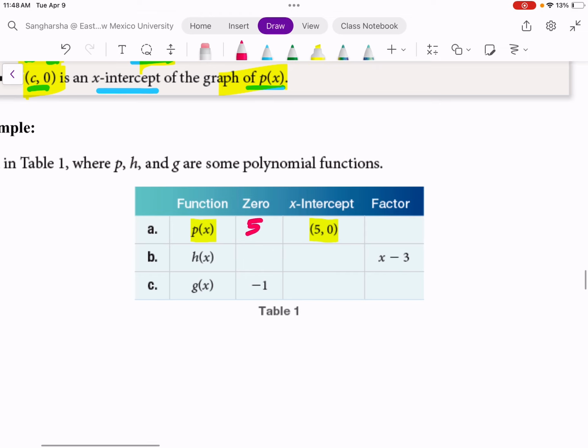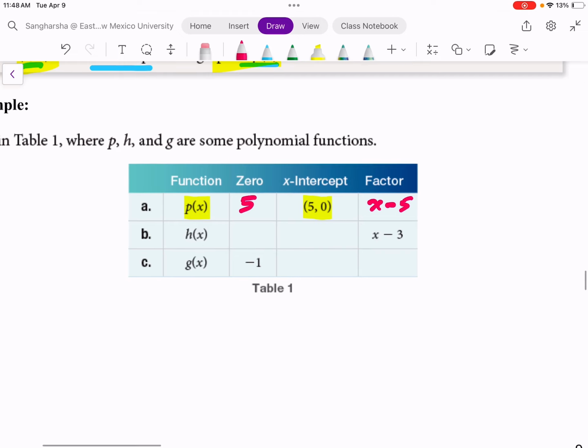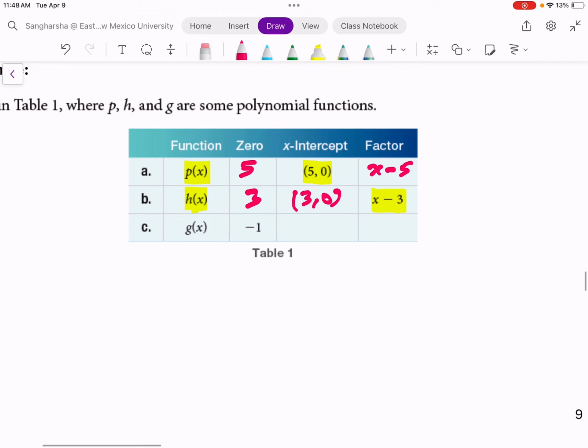And what is the factor? What is one factor for this p of x? x minus the 0, which is 5. So x minus 5 is the factor. So in number b, we have the h of x function, and we know one factor, x minus 3. If this is the case, what should be the 0 for this h function? 3 is the 0. And what is the x-intercept? 3, 0 is the x-intercept.